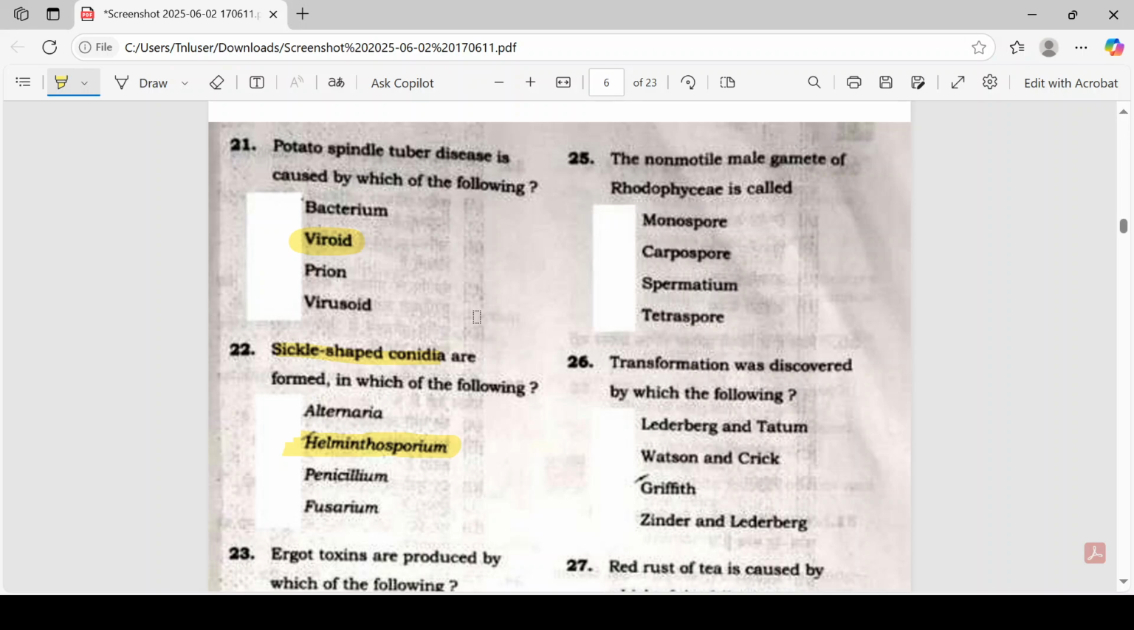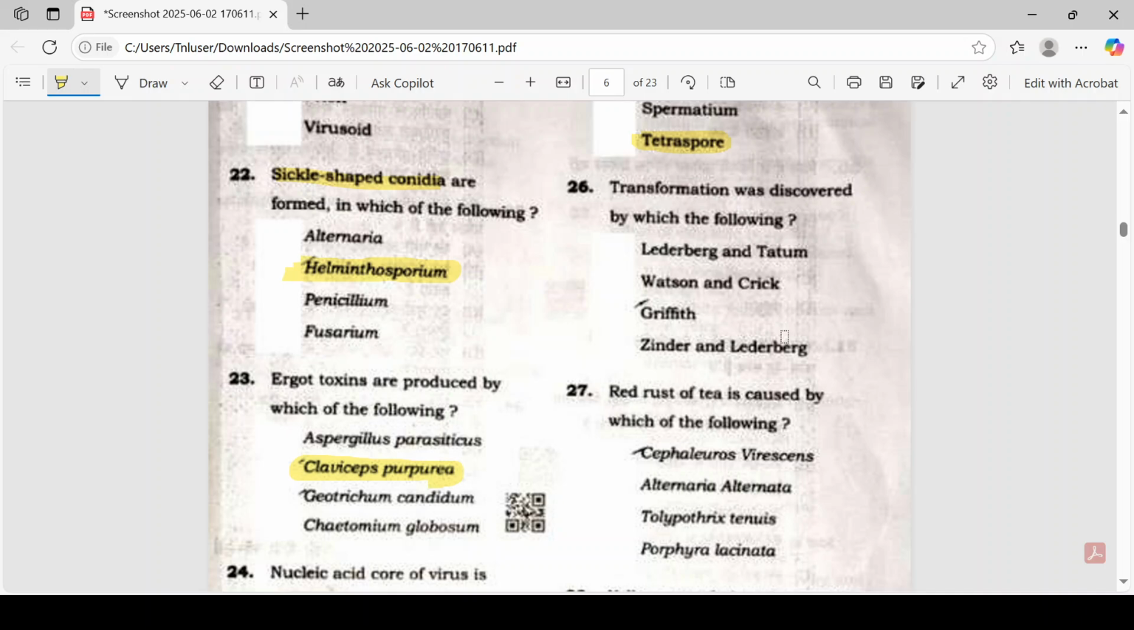The non-motile male gamete of rhodophyce is called as. So the question is asked from rhodophyce, and the correct answer for the question will be tetraspore. That is your option number D. So question number 25, answer option number D. Question number 26. Transformation was discovered by. So yes, none other than Griffith. Very, very easy question. This is something that we have studied in our 12th or 11th grade books as well.